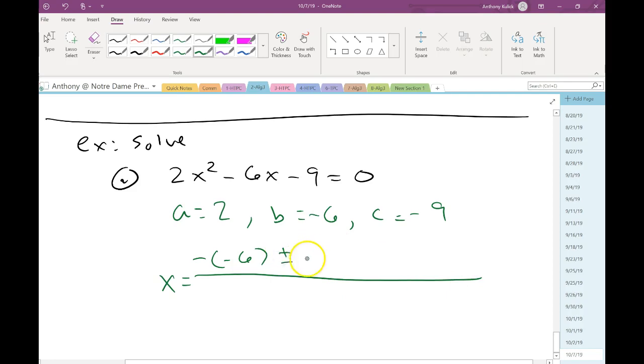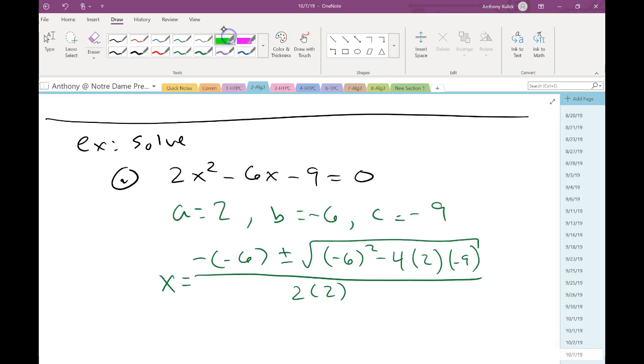Plus or minus, B squared minus 4 times A times C, divided by 2 times A. Good. Everybody okay with that? I want to point out to you guys, I see lots of students omitting this part of the division symbol and then getting themselves in trouble. That division symbol goes over everything. So make sure you're drawing it all the way.